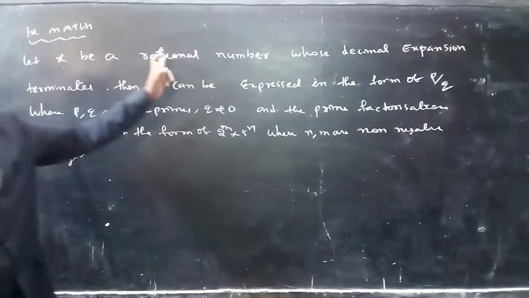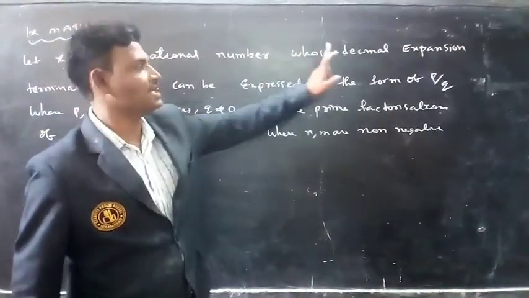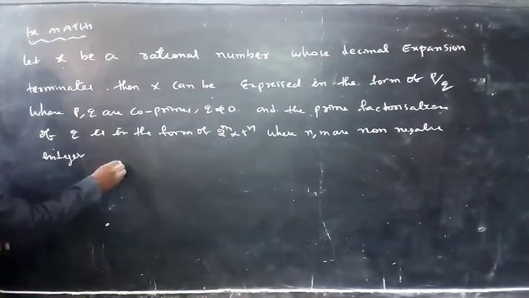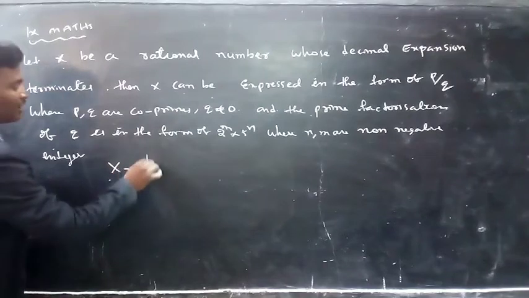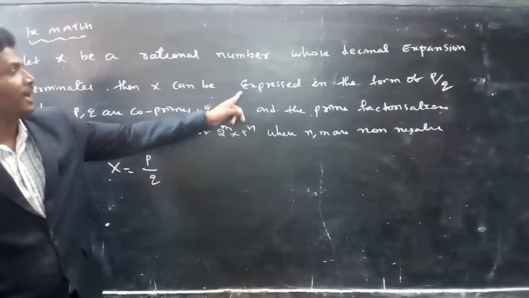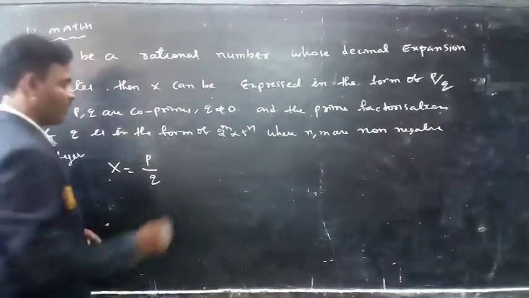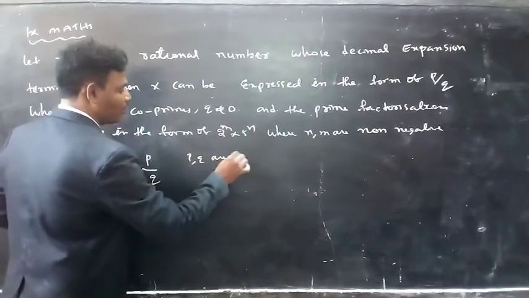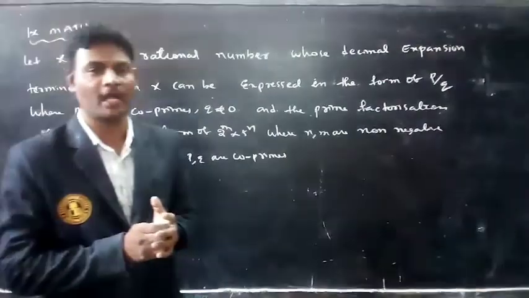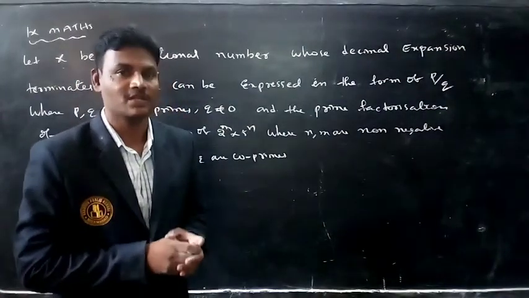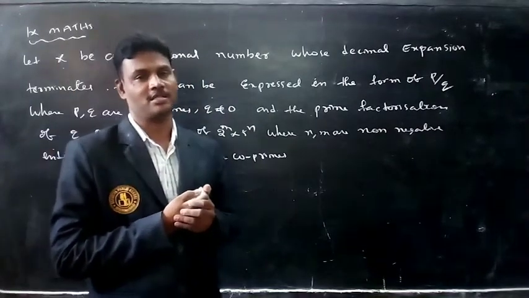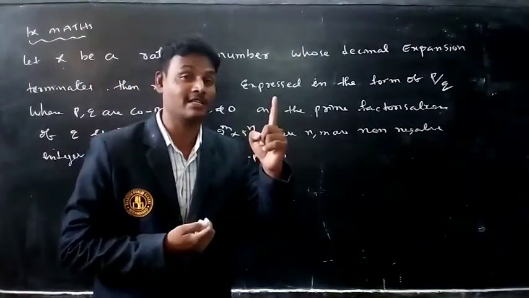Let x be a rational number whose decimal expansion terminates. It can be expressed in the form of p by q, where p, q are co-primes. What is the meaning of co-primes? Those numbers which have 1 as the only common factor are called co-primes.